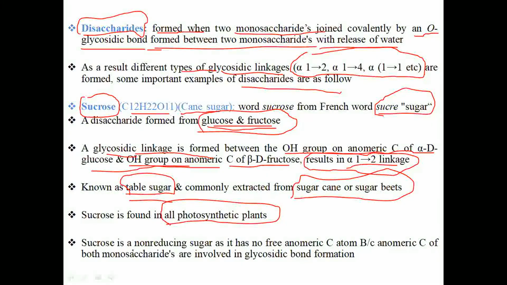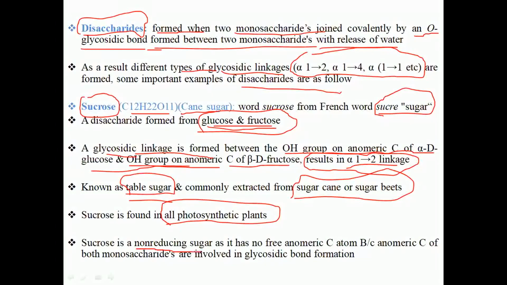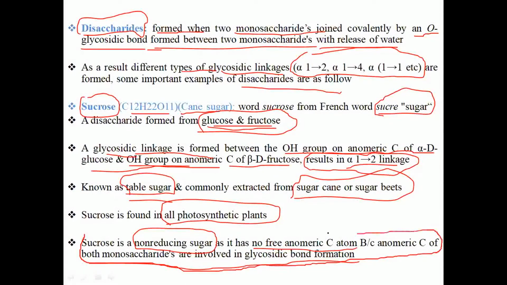Also, sucrose is a non-reducing sugar. We discussed non-reducing sugars in a previous lecture. Sucrose is non-reducing because it has no free anomeric carbon atom, because the anomeric carbons of both monosaccharides are used to form a glycosidic bond while forming sucrose. So it has no free anomeric carbon, so sucrose is a non-reducing sugar.